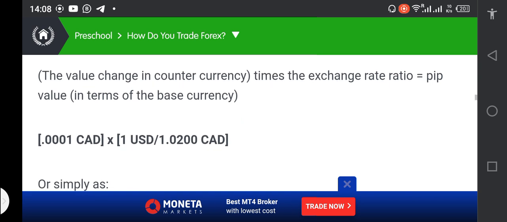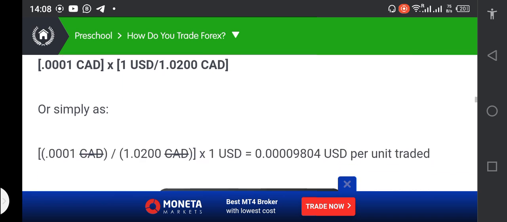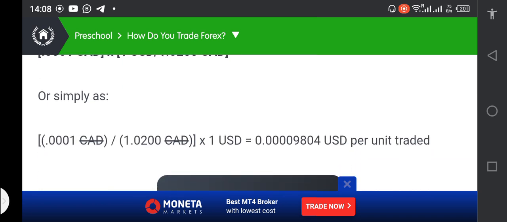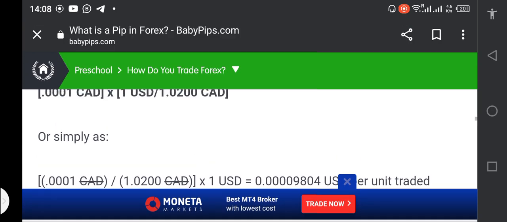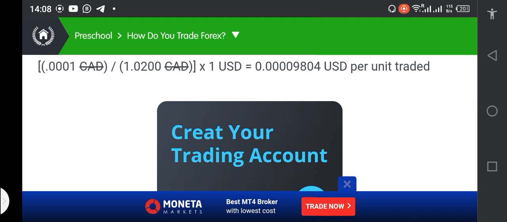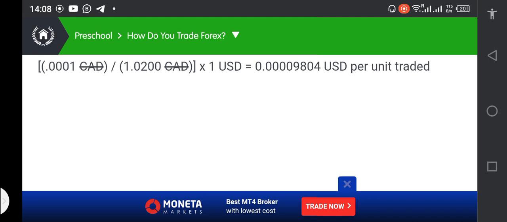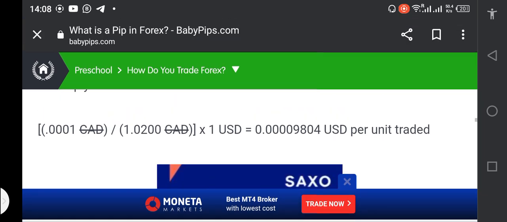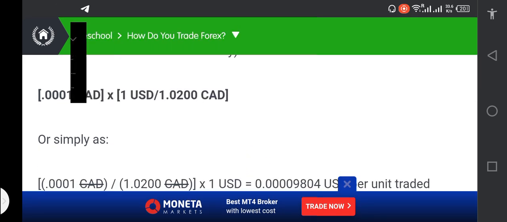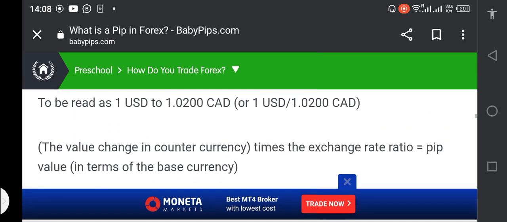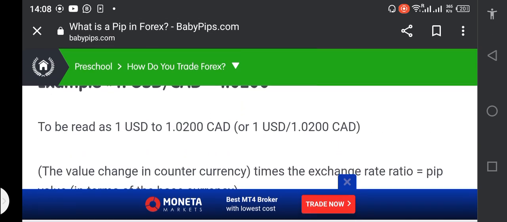1.0200 Canadian. So for example, this is the Canadian dollar 0.0001 over 1.0200 Canadian times 1 USD. Are we together? It may be a bit confusing, but let's go on like that.